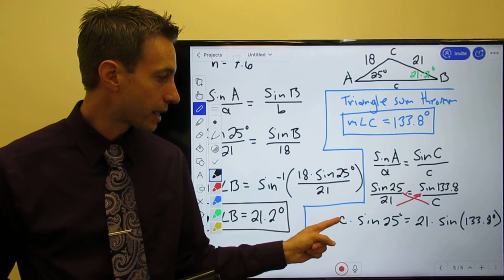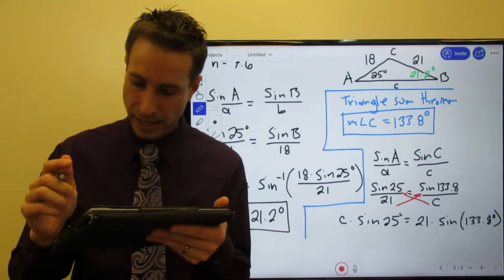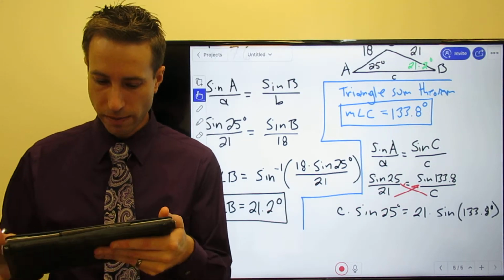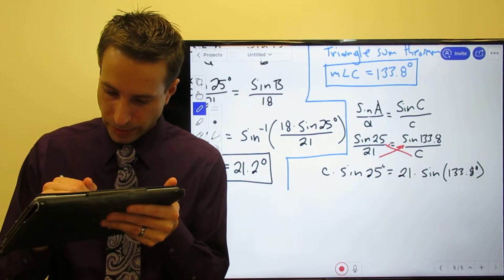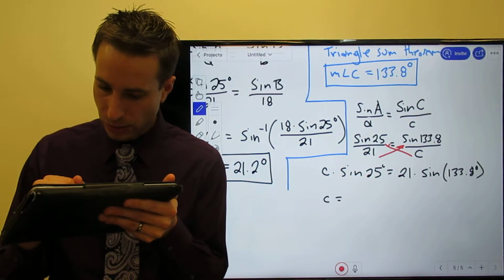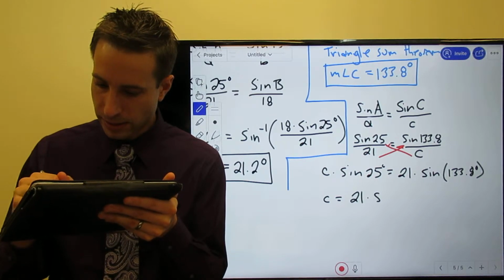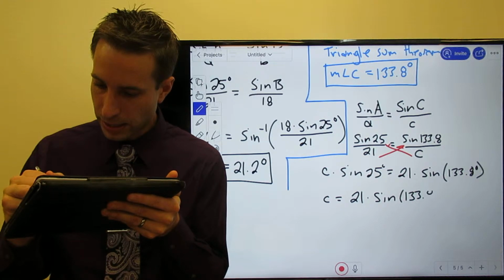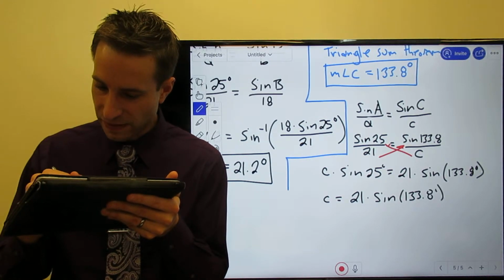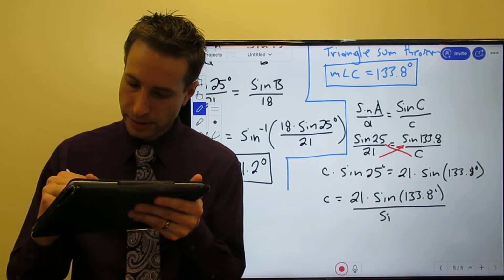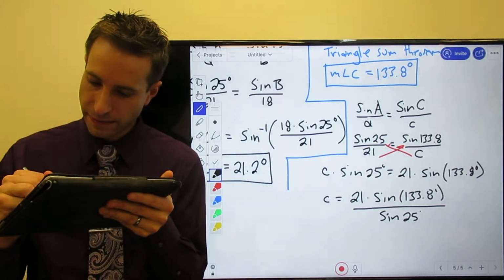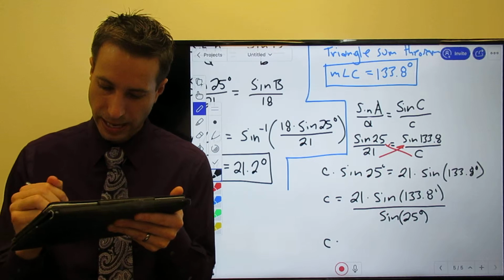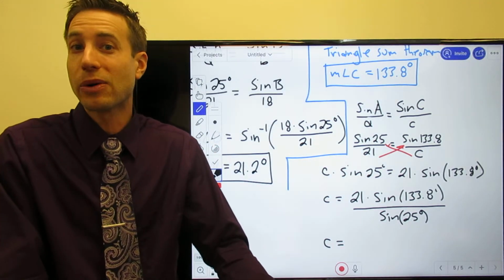Awesome. In order to get C by itself, we'll divide by sine of 25. Let me scooch just a little bit more. There we go. C is equal to 21 times the sine of 133.8 degrees divided by the sine of 25 degrees. Feel free, you can put that in parentheses if you want to. You don't have to, but you certainly can. Anyway, it's now a calculator problem.